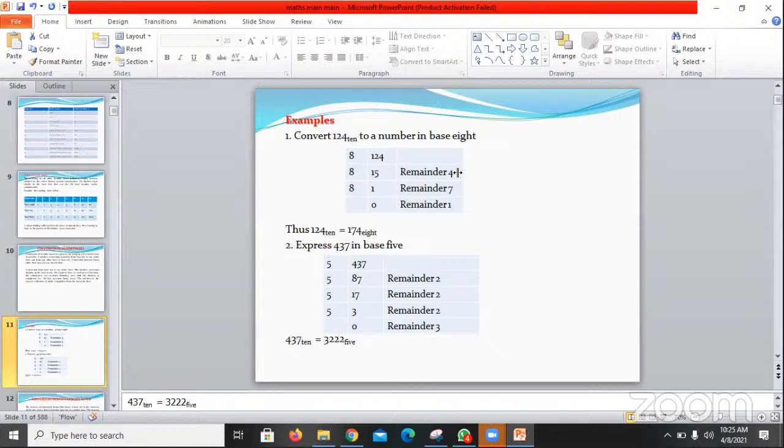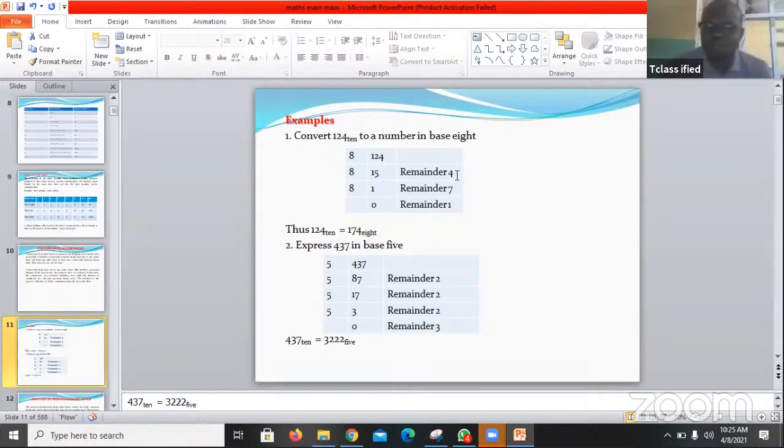Four. Good. So that's how you get the actual remainder. Can you see that? Do you understand how we did this now? Yes, sir.